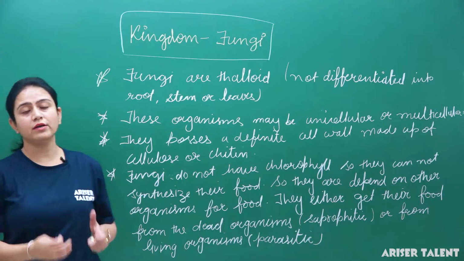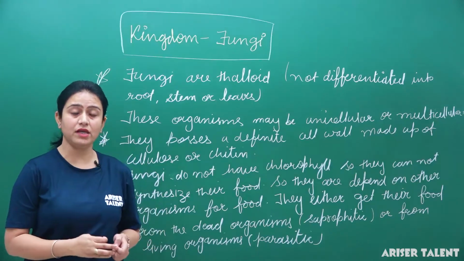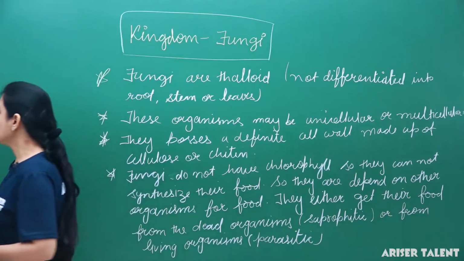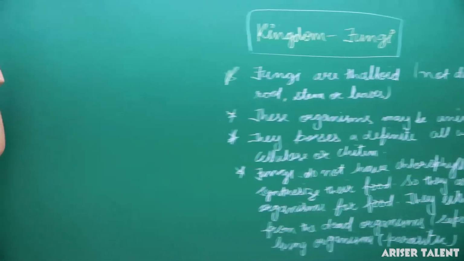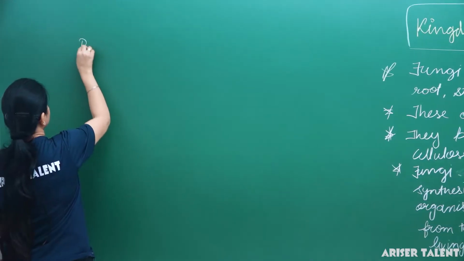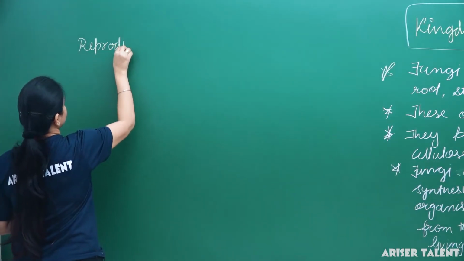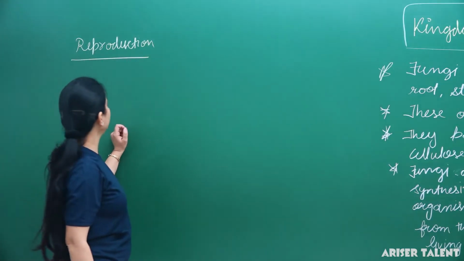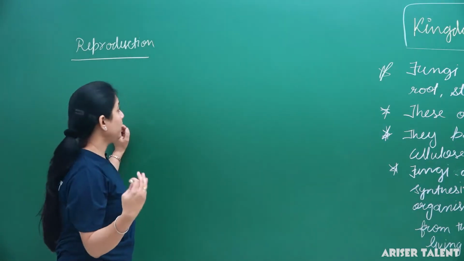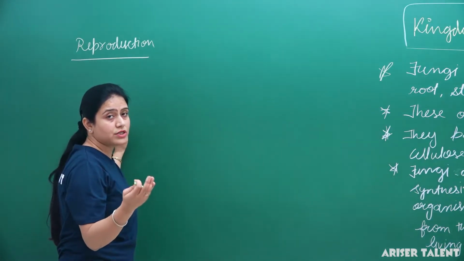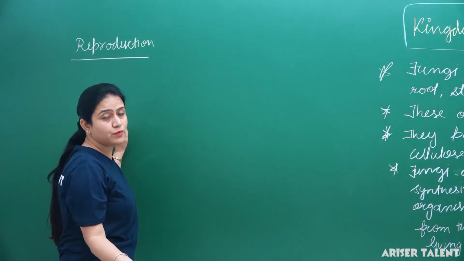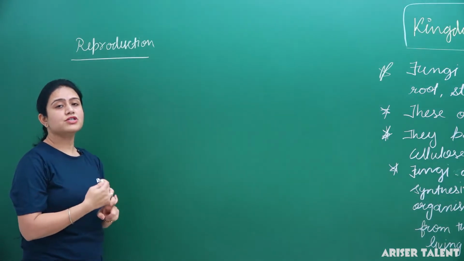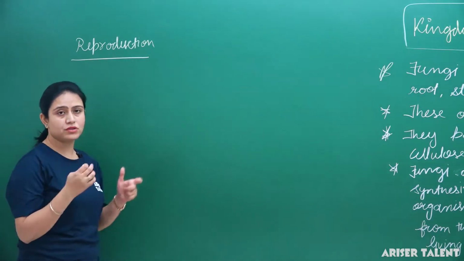Now if we talk about their reproduction, it can be either sexual or asexual. Asexual reproduction generally is done by the formation of spores, and sexual reproduction is generally by the formation of sex organs or by the fusion of gametes.